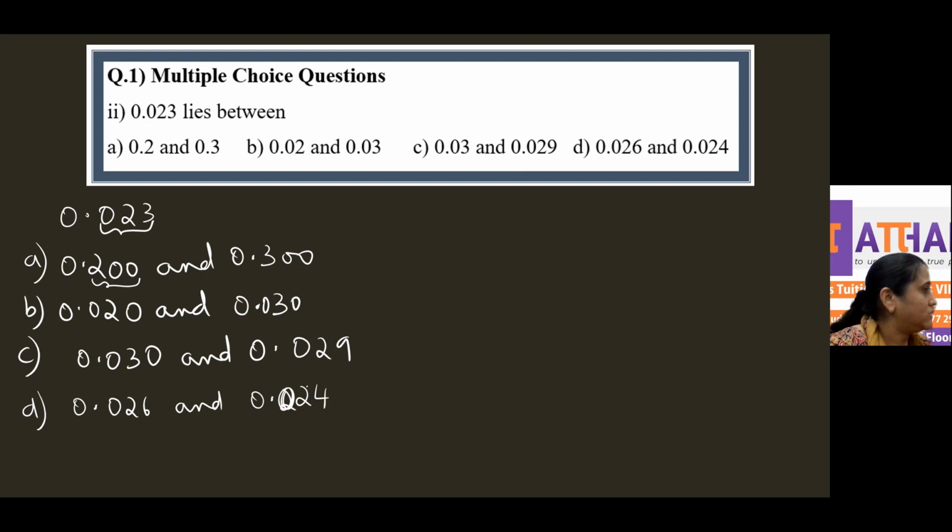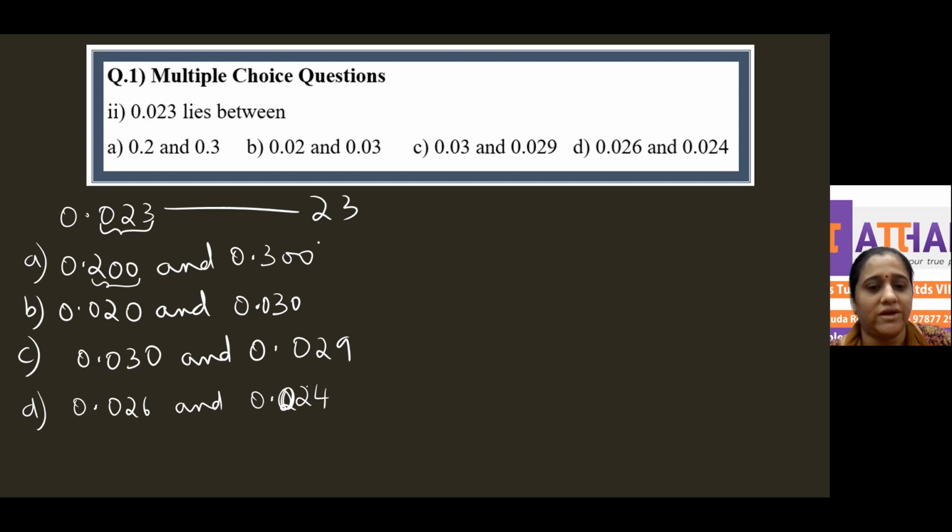023 is what? 023 means 23, right? This is nothing but 23. What is this? 200. What is this? 300. Is 23 between 200 and 300?